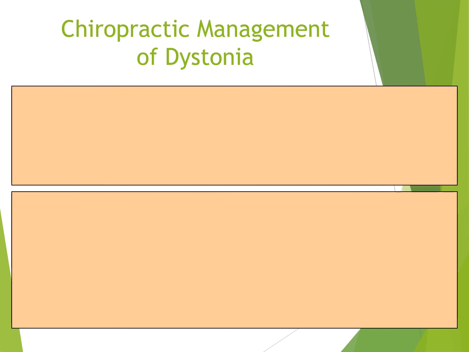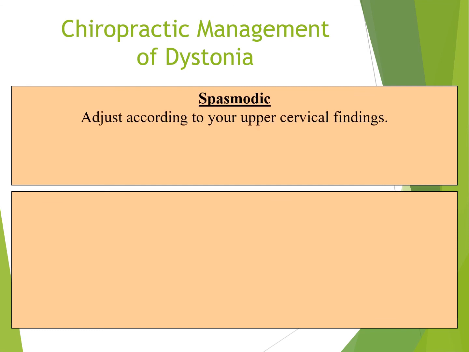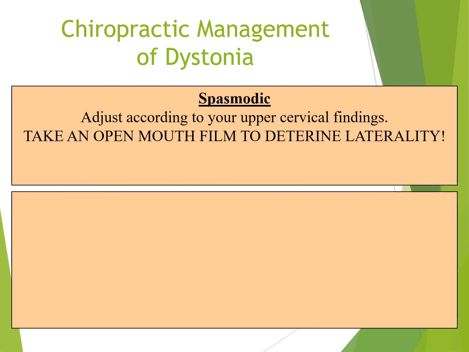Okay. Our Gonstead chiropractic management of the dystonia or torticollis. Again, we're going to break these down into the two categories that we had earlier. We have spasmodic. All right, we're going to adjust according to our upper cervical findings. It's often atlas is the subluxation here, but when we do our analysis, we are probably going to find an upper cervical subluxation. Okay, if we do not have a current film on the patient, we can take an open mouth film to determine the side of laterality. Remember, if we take our Gonstead film, it also has an open mouth view in it inherently.